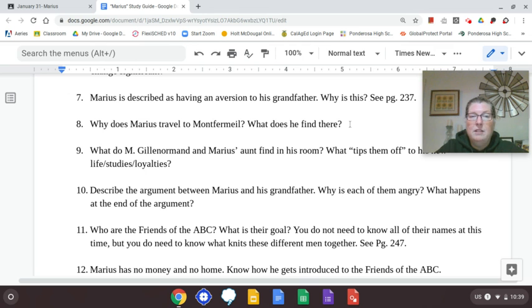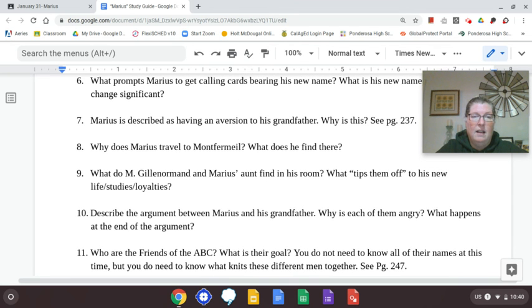Number 8, Marius goes to Montfermeil to try to find the Thénardiers because he's trying to repay this favor of his father's, but he can't find him there because they're in Paris. All right, so we're on number 9, if you're keeping track with the discussion questions.